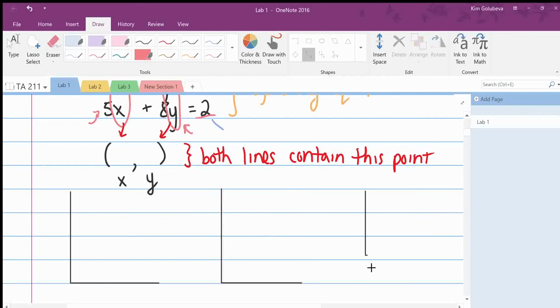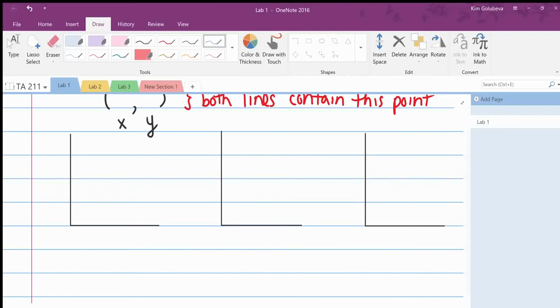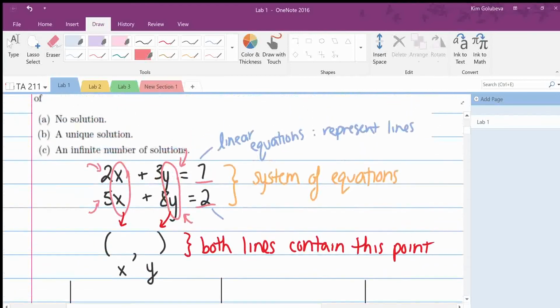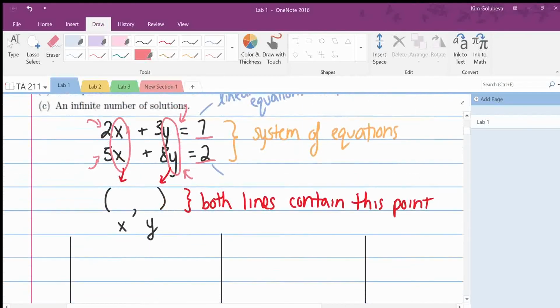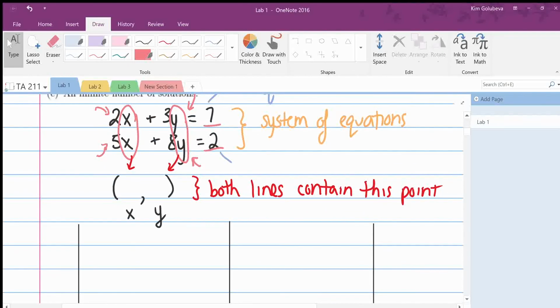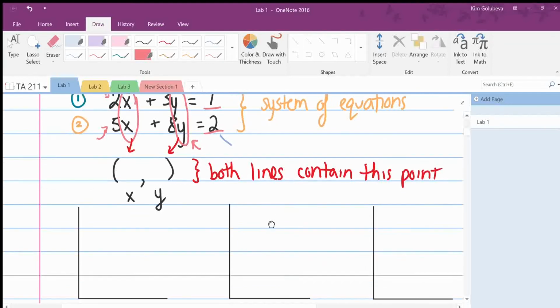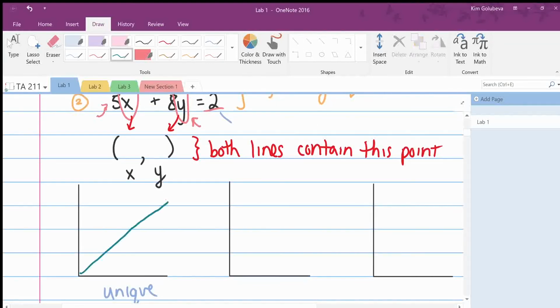So just drawing my graphs here. We have to figure out what it means geometrically. First of all, we'll try a unique solution. So let's say we're considering these two lines that we have here. We'll go, this one is our line 1 and this one's our line 2. So we'll draw line 1 right here.